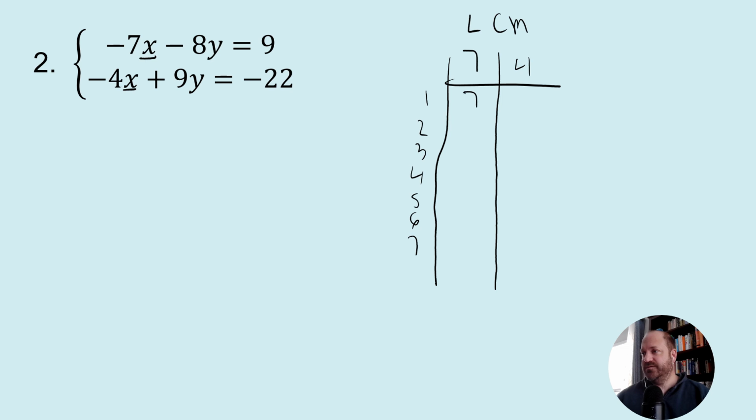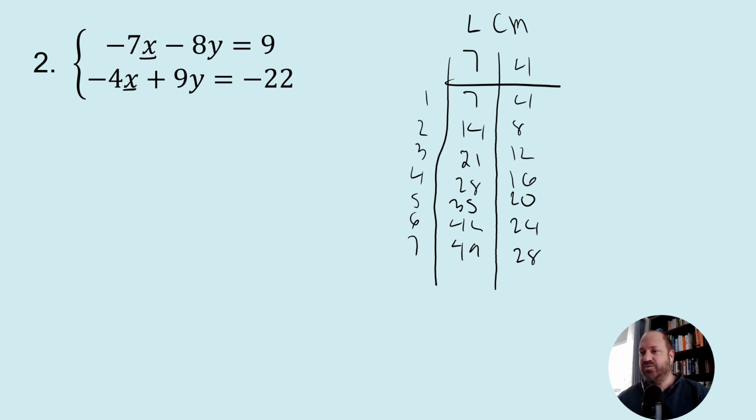So for 7, we've got 7, 14, 21, 28, 35, 42, 49. For 4, we've got 4, 8, 12, 16, 20, 24, and 28. Well, what's the smallest value they have in common? The smallest value is going to be 28 and 28. Okay, and what do we multiply 7 by to get 28? We multiply 7 by 4. Let's do this in a different color. What do we multiply 4 by to get 28? We multiply 4 by 7.